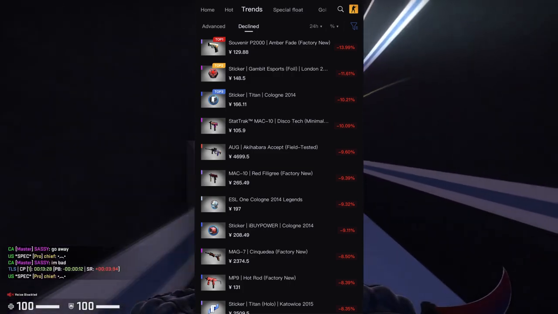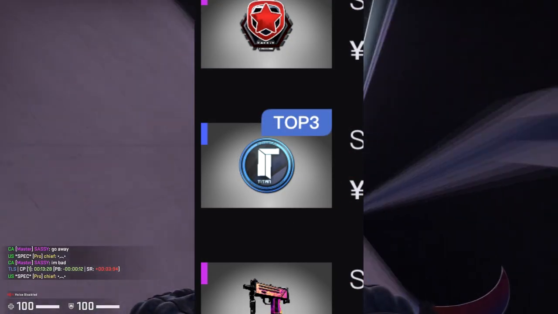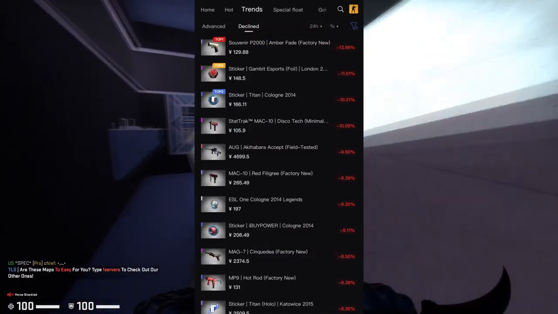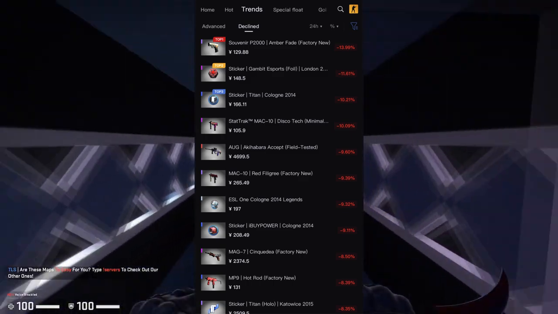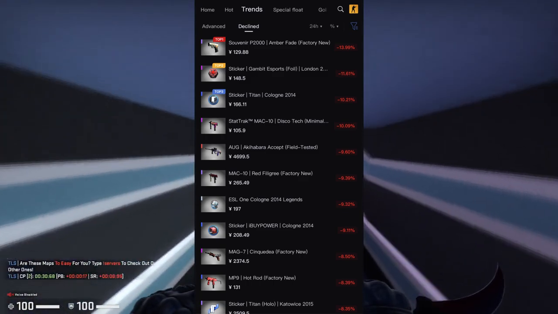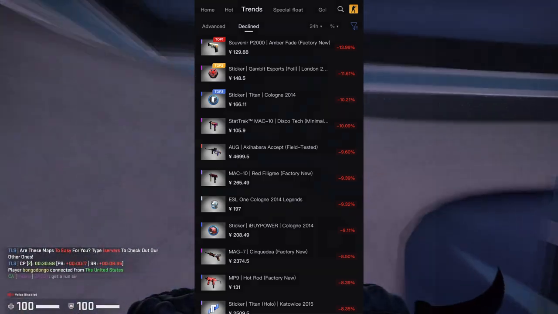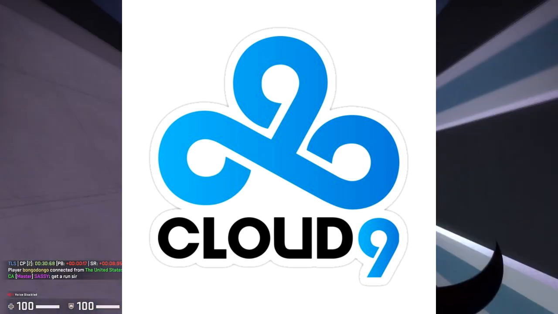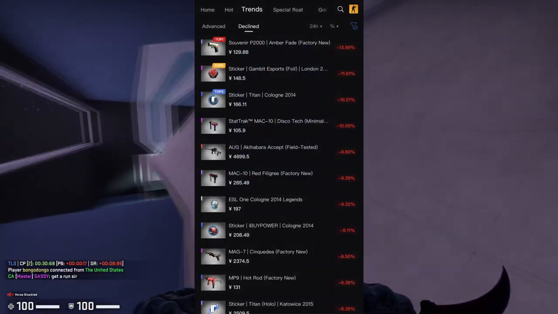And our final top three loser is the Titan Cologne 2014 non-holo, which was a decline of close to 11%. This one is a bit odd for sure. Obviously, the Titan Cologne 2014 doesn't have any particular direct reason to decline in price, and it is in the top three, which is also a little surprising. Probably just more interest in similar looking stickers like the Cloud9 stickers recently, so that's probably why this didn't do so good over the past 24 hours.